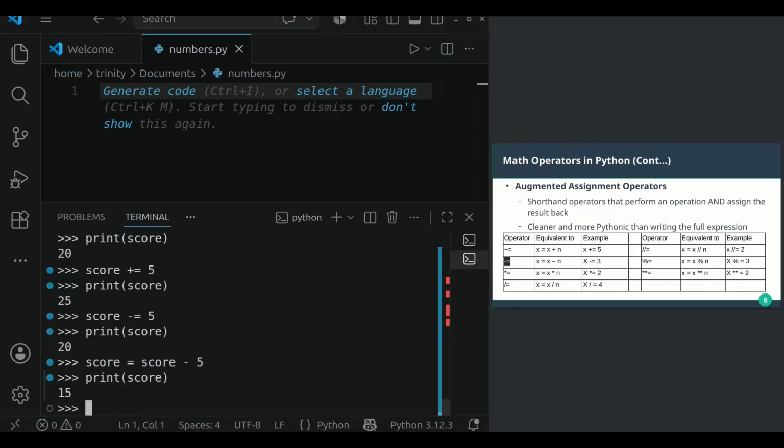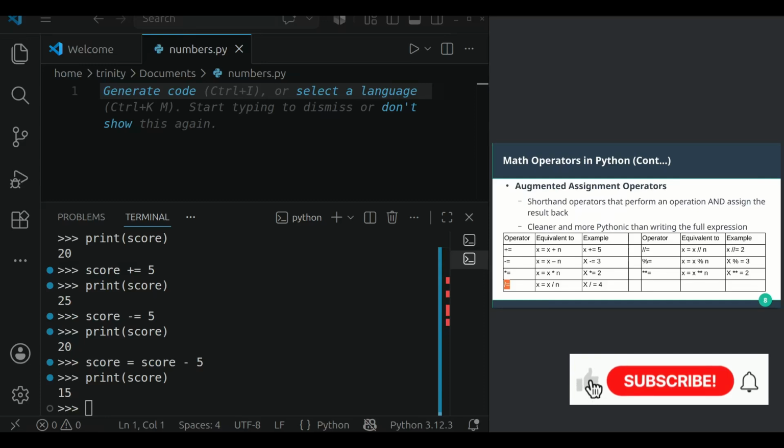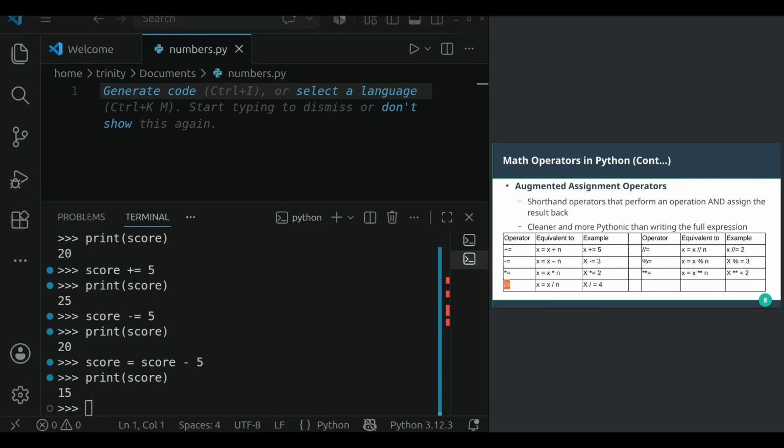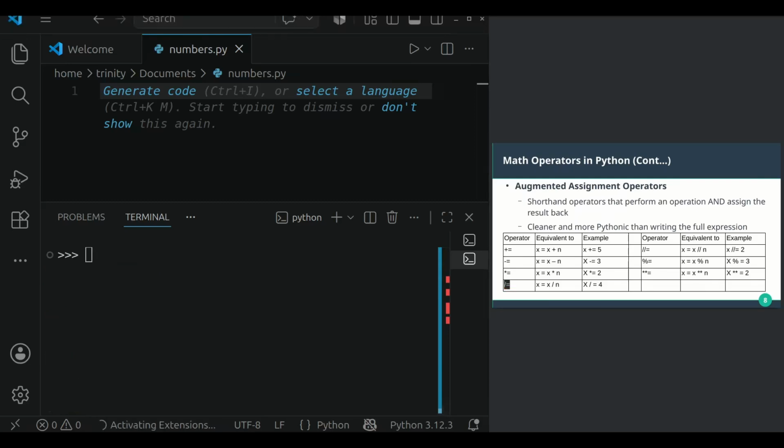So this is the same as all the other augmented assignment operators you see here. You can see the example: x is equal to x plus n is the same as x plus equal to n. That's what this means. You can see some of them here, and you can see their examples here. You can follow this, and it makes your code cleaner and more Pythonic rather than writing the full expression. So that is it about the math augmented assignment operators.